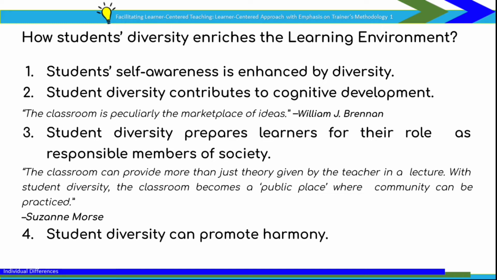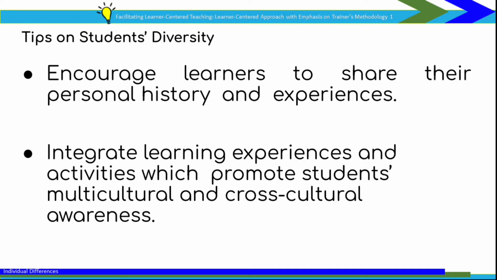Number 3. Student diversity prepares learners for their role as responsible members of the society. With student diversity, the classroom becomes a public place where community can be practiced. Number 4, student diversity can promote harmony. When student diversity is integrated into the classroom teaching and learning process, it can be a vehicle for promoting peace and harmonious relationships.